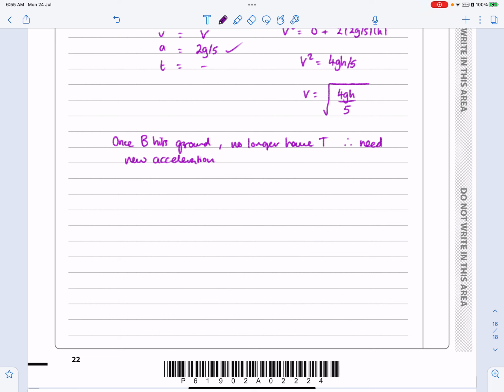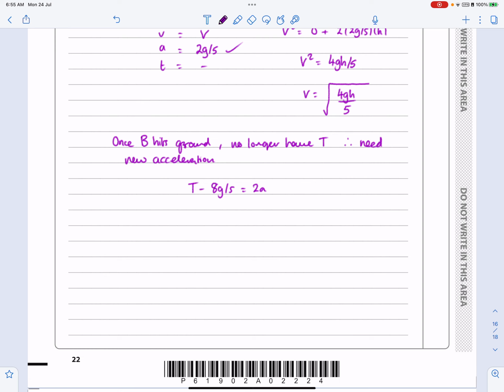Once B hits the ground, there's no tension. I'm trying to work out my new acceleration. So again, I'm not going to put this on, but just to finally explain it to you. That's what I've got, but where there's no T there.